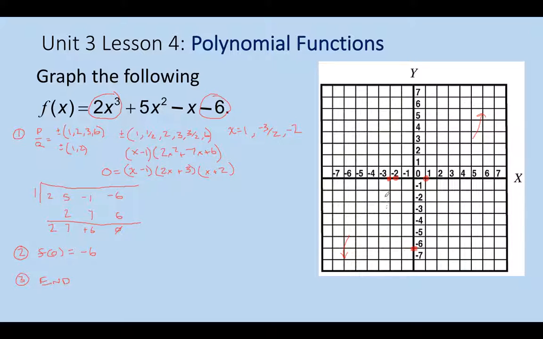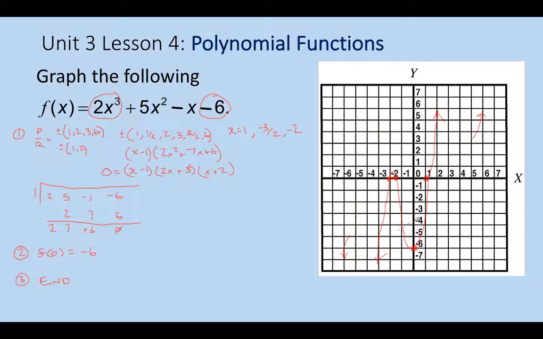I could pick some values for x to give myself a little bit more accuracy, maybe pick negative 3 and see what that equals. But for most things right now, it's going to be okay if I just go up here, and I've got a pretty good idea it's going to start coming back down here. Then it's going to hit this point and come back up, and hit this one on its way up. And there I have graphed my formula, or my polynomial.